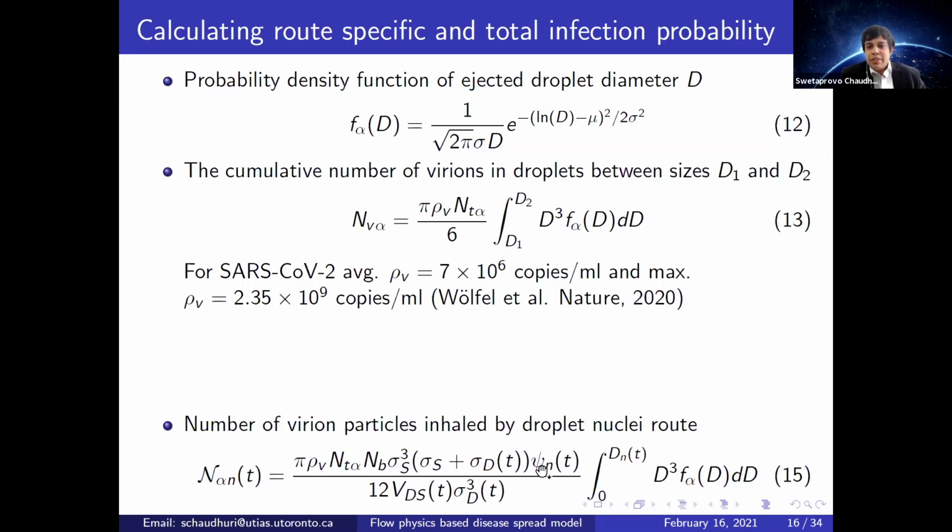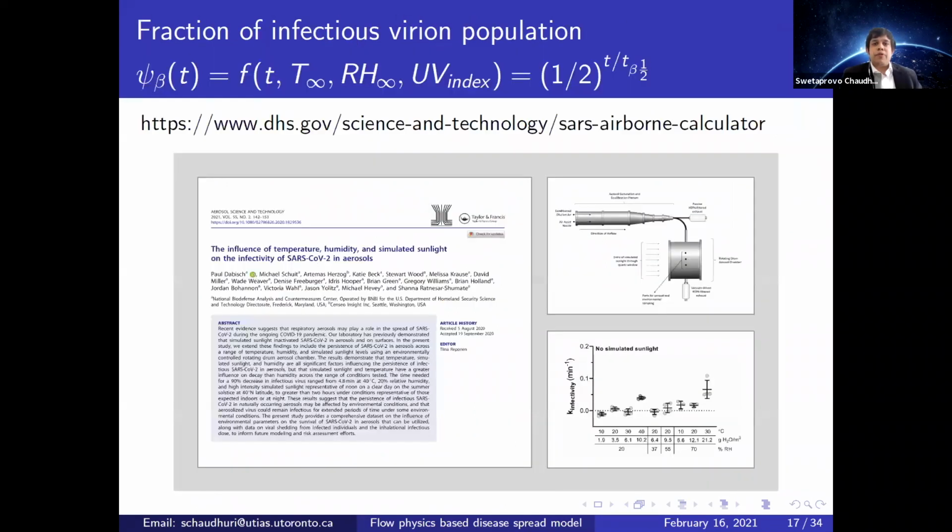Now, one important parameter is this factor, this psi, that gives the fraction of infectious virions that are available, and this is a function of time, temperature, relative humidity, and UV index. It can be modeled using half to the power of t by the half-life of the virus, and we can get this number, this T half, from this website, which is based on this very, very important paper where these infectivity rate constants are provided. So they made basically aerosol experiments.